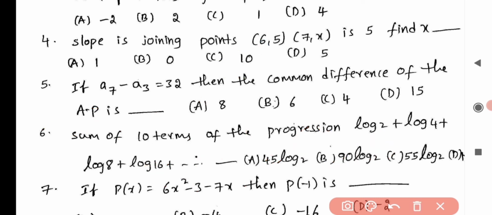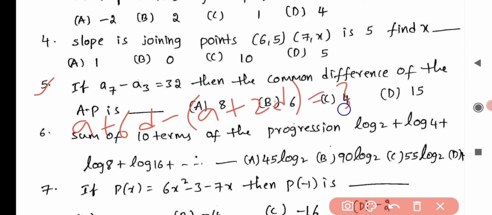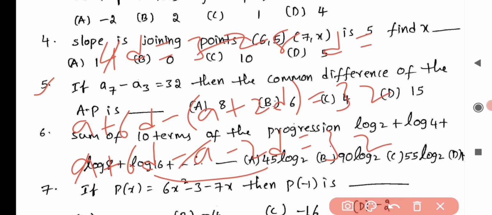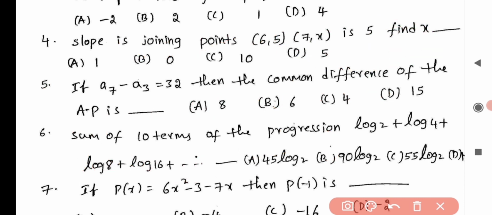So the x value is 10. Next, fifth one. If a7 minus a3 equals 32, then what is the common difference of the AP? A7 means a plus 6d, minus a3, which is a plus 2d, equals 32. So a plus 6d minus a minus 2d equals 32. The a and minus a cancel. 6 minus 2 is 4, so 4d equals 32. So d equals 8. So the common difference is 8. Option A.